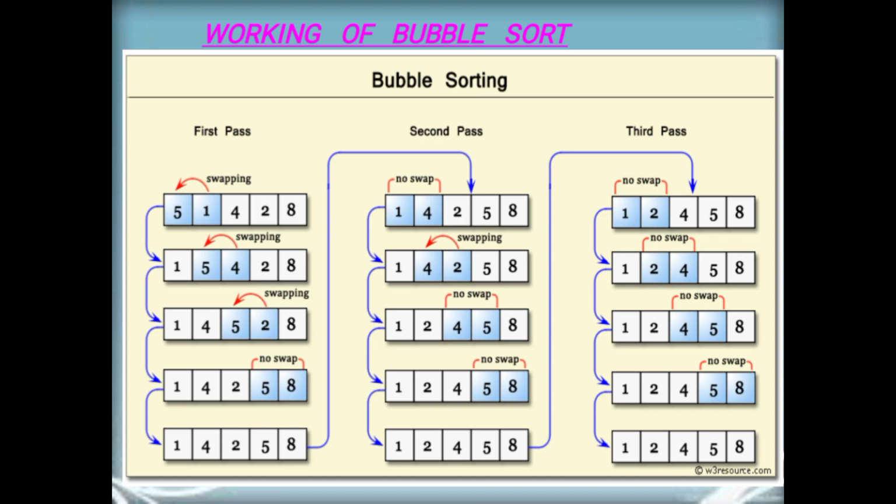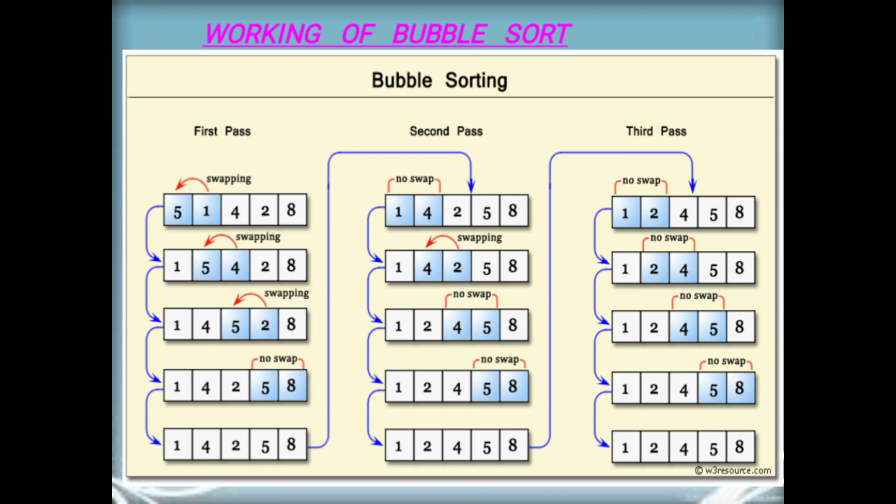This swapping process continues until each element is in the particular order. It takes n minus 1 passes. In this image, let's see the third pass, the last step. In this step, all the elements are sorted.